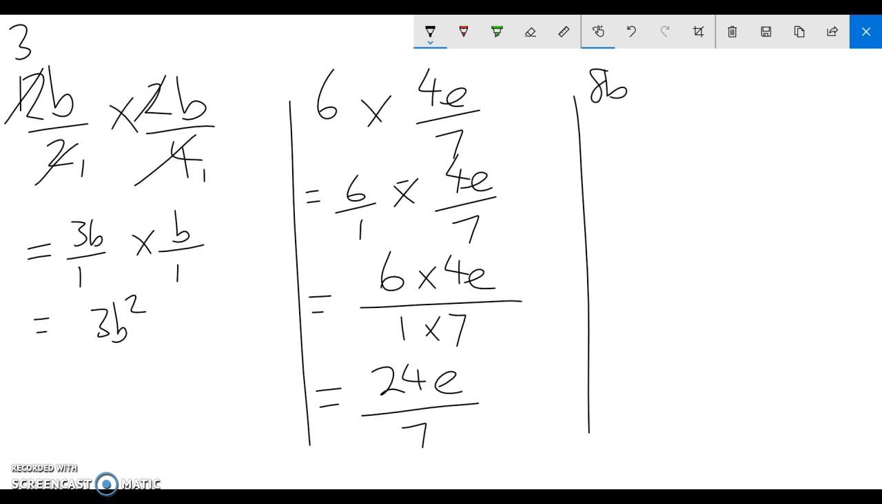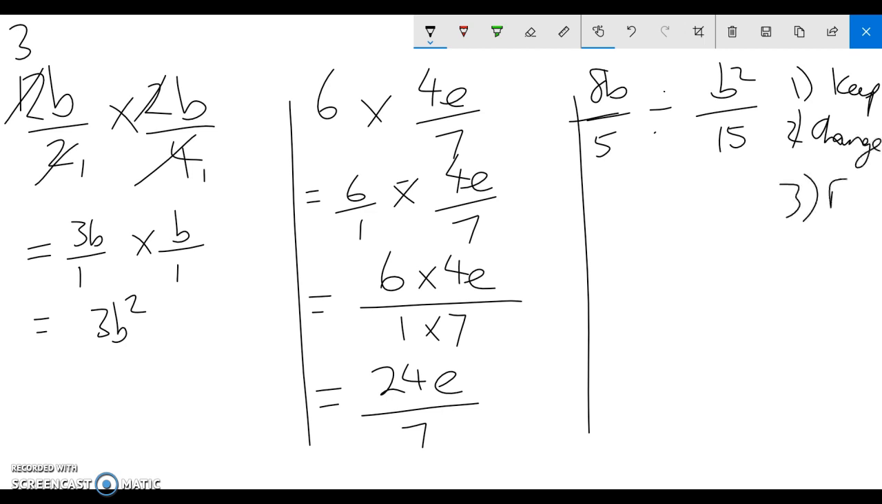Now if we've got this one, this is 8b on 5 divided by b squared on 15. Now this is dividing. Remember, keep, change, flip. Keep, change, flip. Sorry for my writing. So we keep the first fraction the same, so that's going to be 8b on 5. We change the division sign to a multiplication sign, and we flip the second fraction, so it's 15 on b squared. Now, can we cancel diagonally? Yes, we can. That b gets rid of one of those b's, and that's a 5. We can cross that 5 out, and then we go, how many 5s are in 15? 3. So that becomes 3.